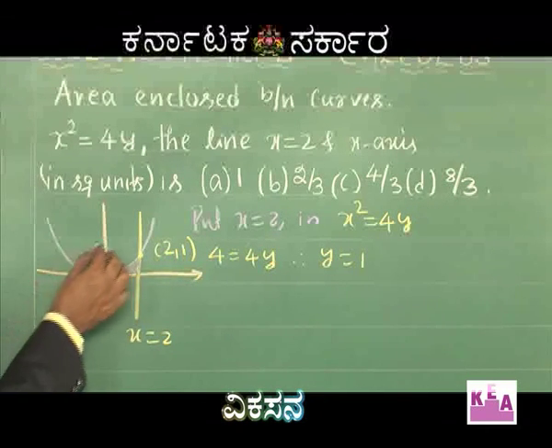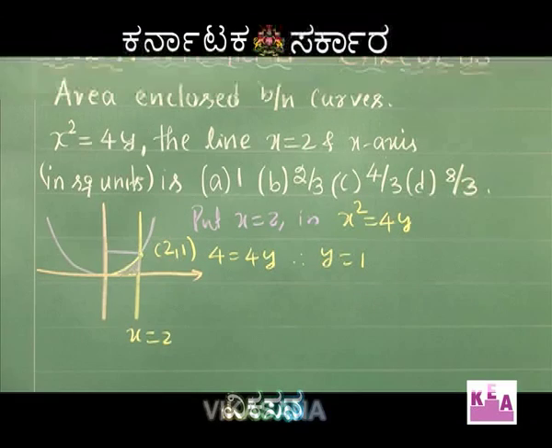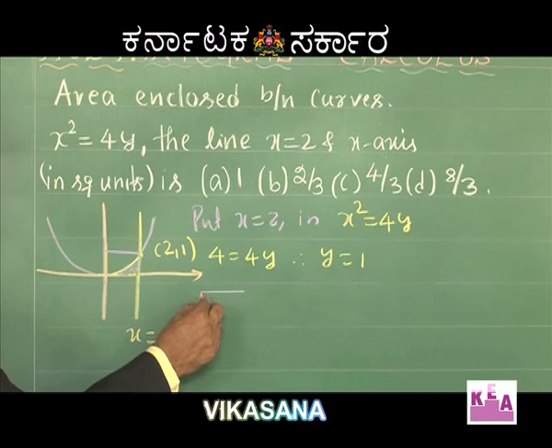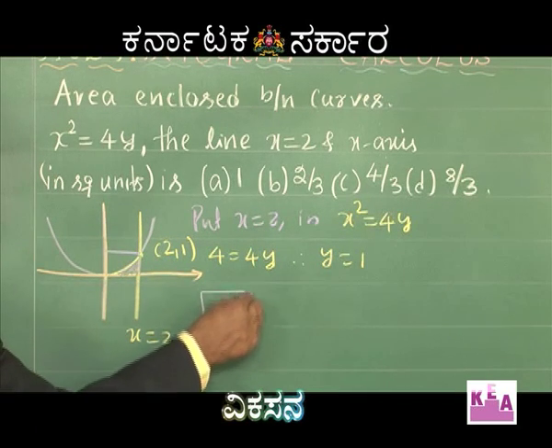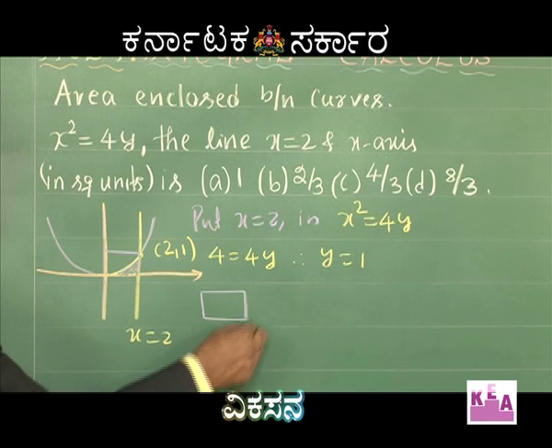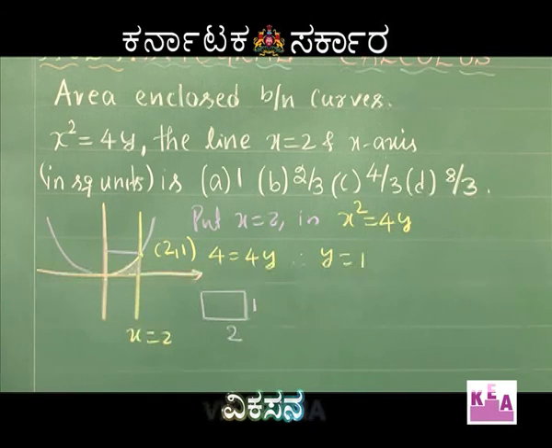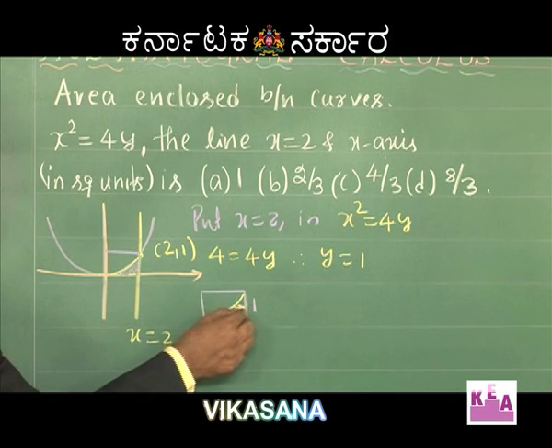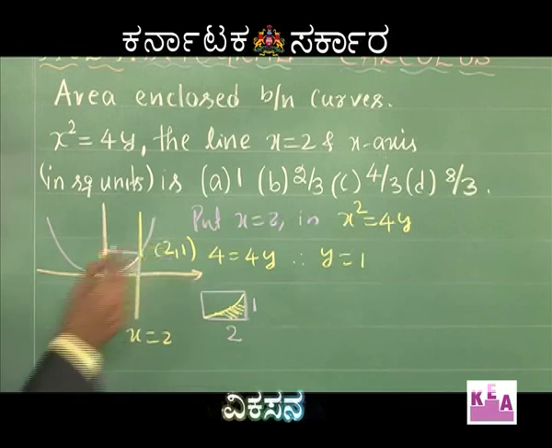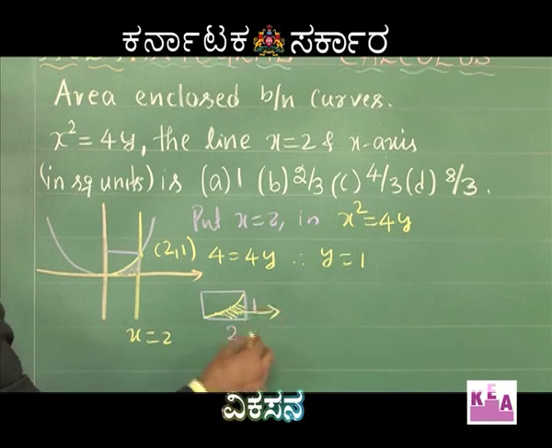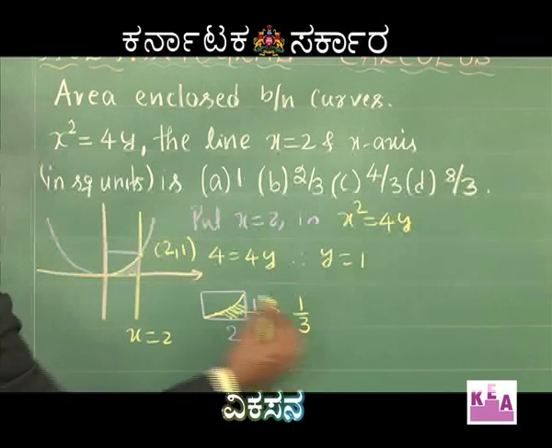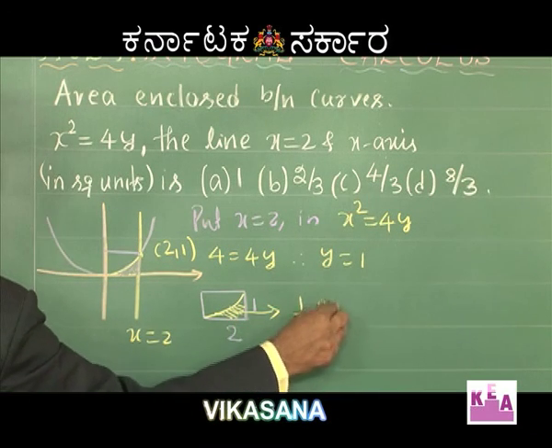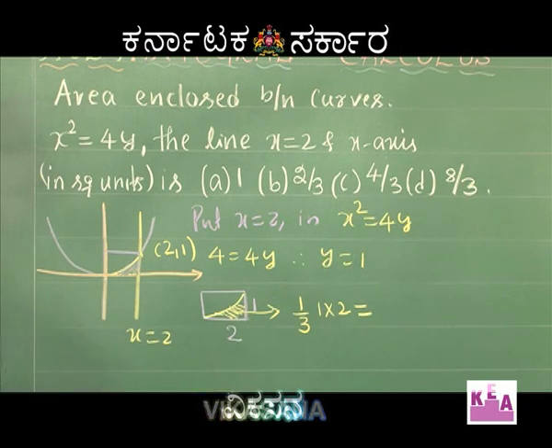Now, what is the area of this rectangle? Consider this rectangle. This rectangle's width is 2 units, height is 1 unit. Now, the area we require is this particular area. This area is given by the shortcut: 1/3 of the area of the rectangle. What is the area of the rectangle? 1 into 2, that is 2. Do you agree with me?